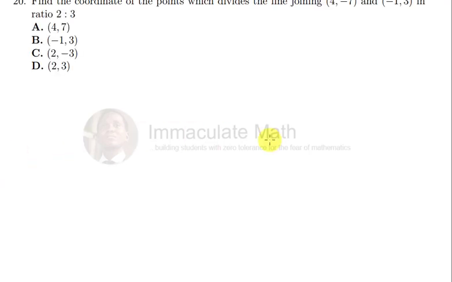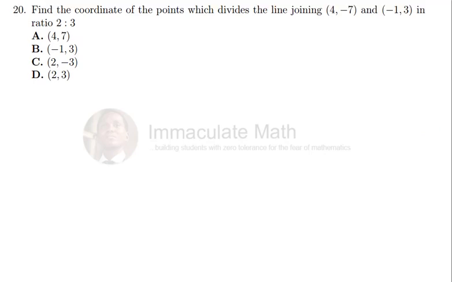They said in this question we should find the coordinates of the point which divides the line joining (4, -7) and (-1, 3) in the ratio 2 to 3. To find the coordinates of the point that divides it, we can actually use the formula directly, but in this case I'm not going to use the formula directly. I'm just going to do it in a way that, in case you forget the formula, you can easily follow that procedure. So let's try to see if I can solve it without using my formula.